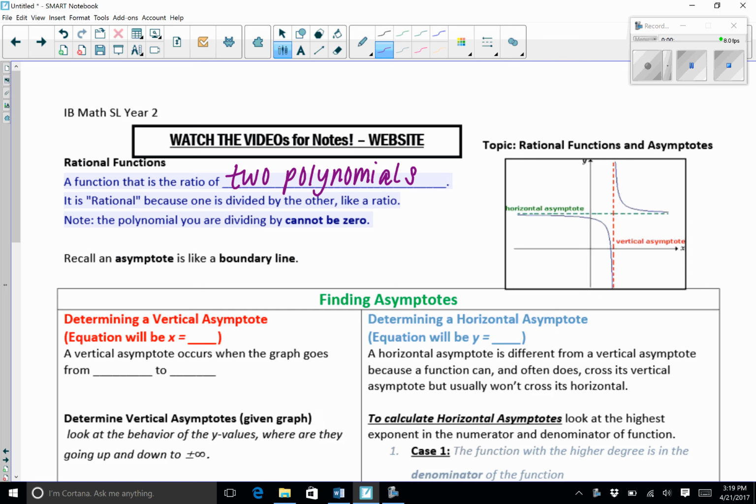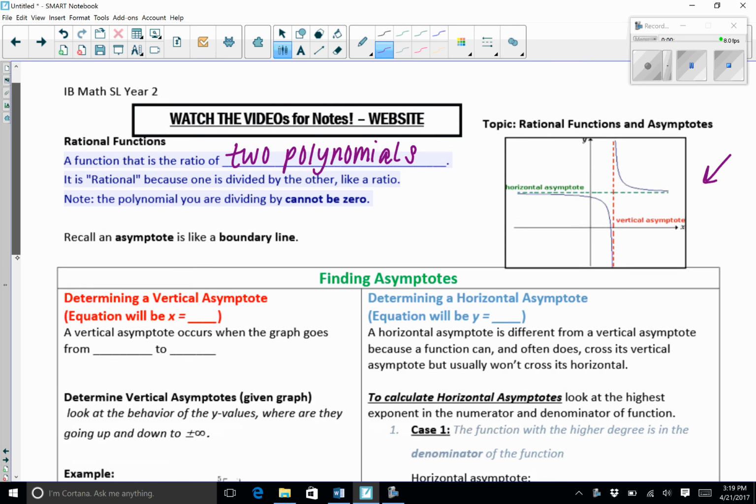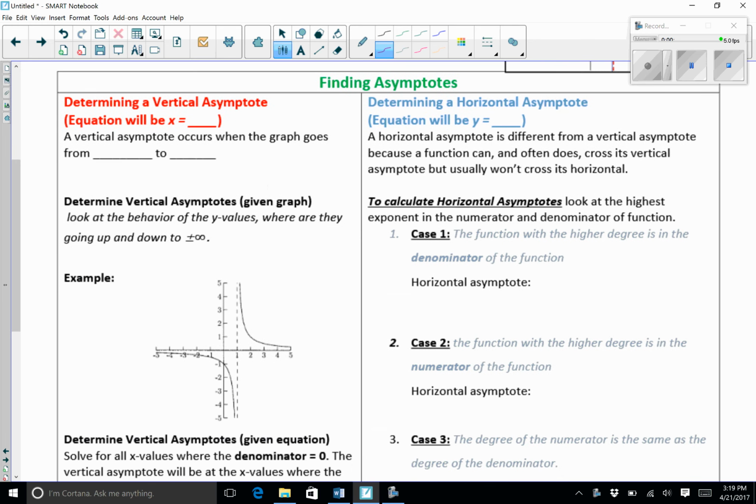And if you look off to the right here, this is what your rational functions should always look like. One thing we want to make sure we know, an asymptote is sort of like a boundary line, so that's going to help when we have to sketch. We need to find asymptotes. There's two things we can look at. One is a vertical and one is a horizontal. We'll work through the left-hand side and then move our way to the right.